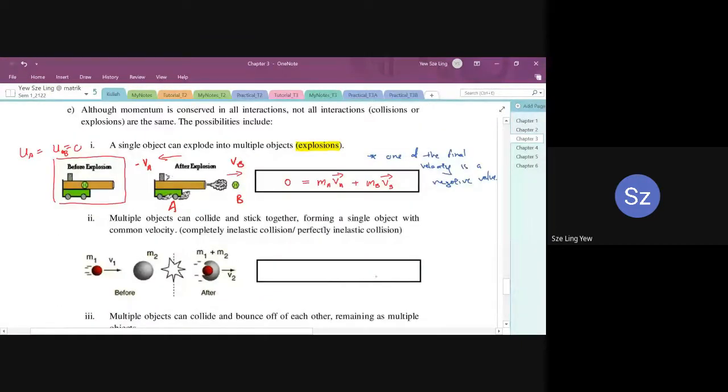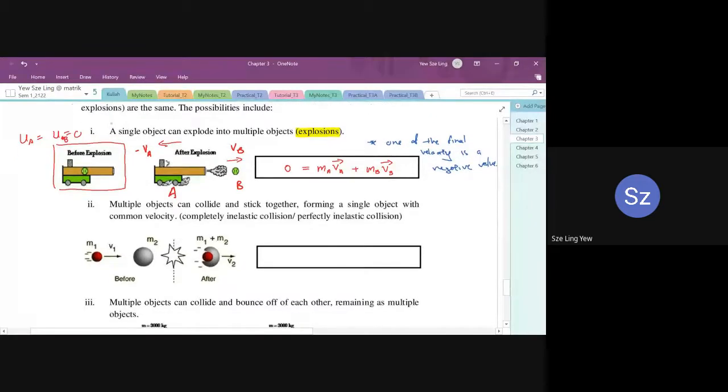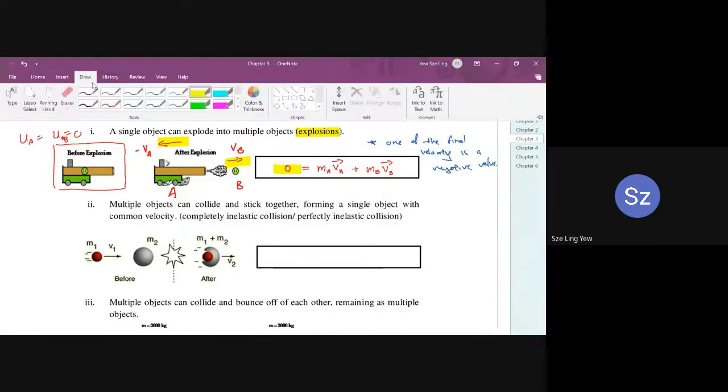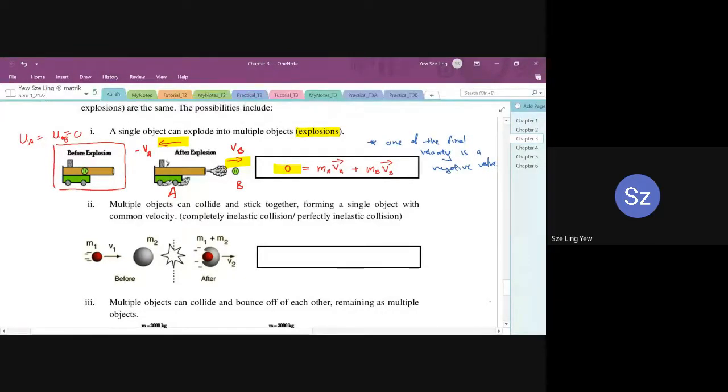So for explosion, the first thing that you must know is initial velocity, initial momentum is equal to 0. The term explosion itself gives you this information. And then the two objects are heading towards opposite directions after the explosion.